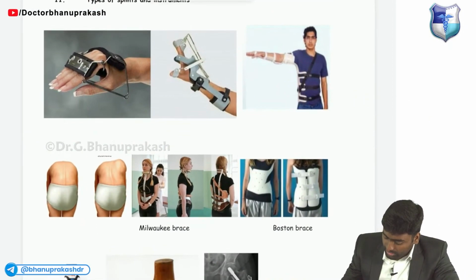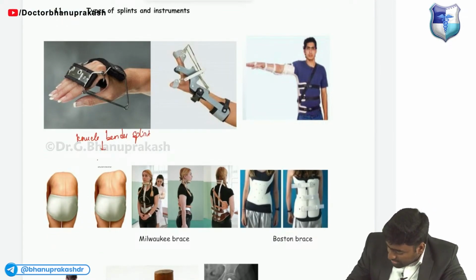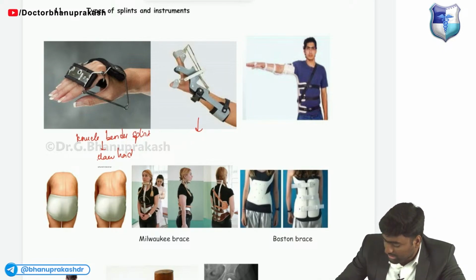If you see this knuckle bender splint, you will see it used in the case of claw hand. Where will you use this cock up splint? Good Dr. Ansh, good Dr. Quinin, good Dr. Shanavas Khan. The cock up splint is used in the case of radial nerve injury.